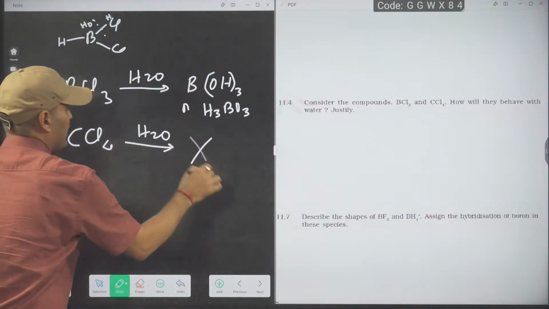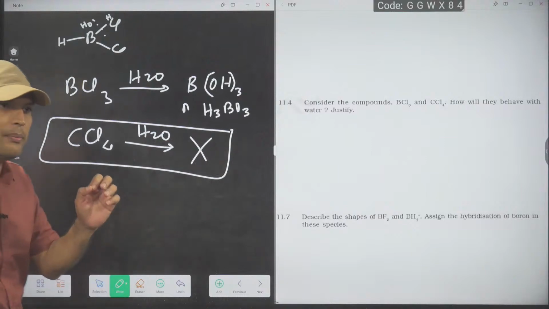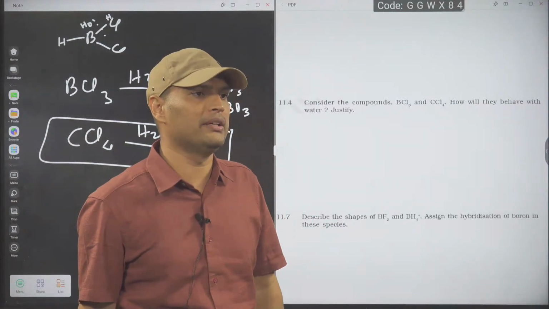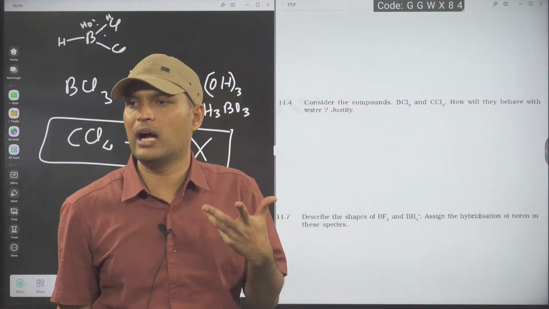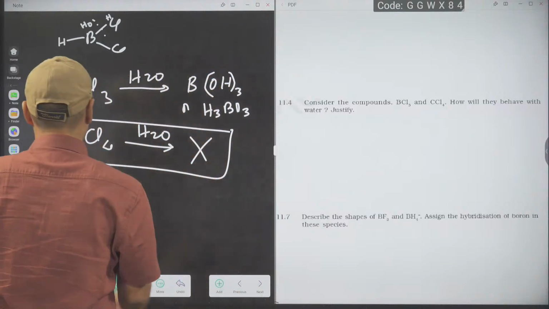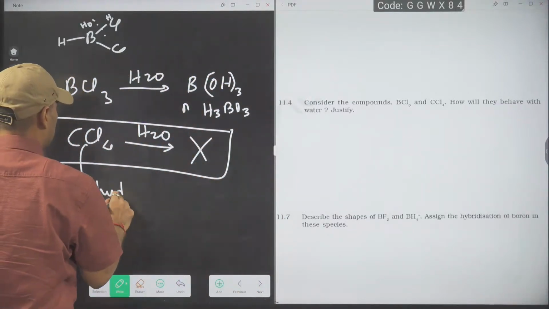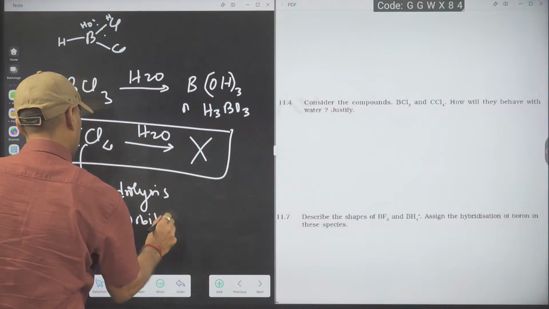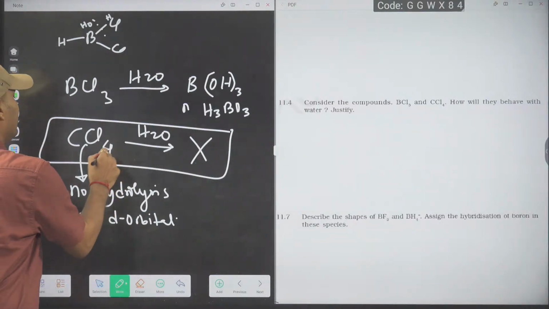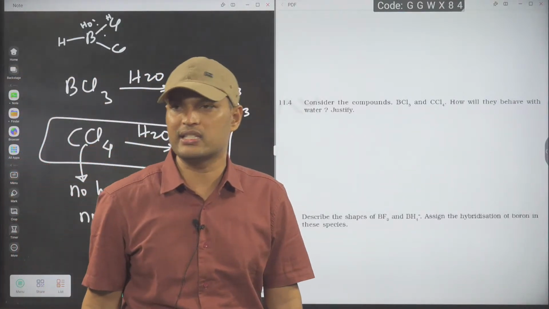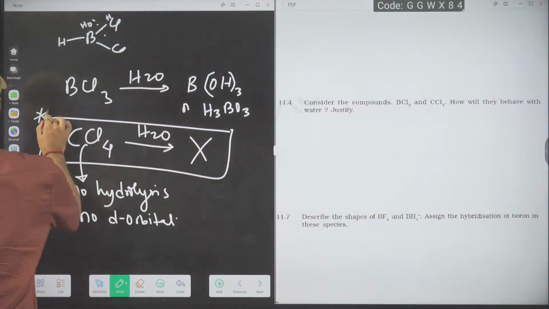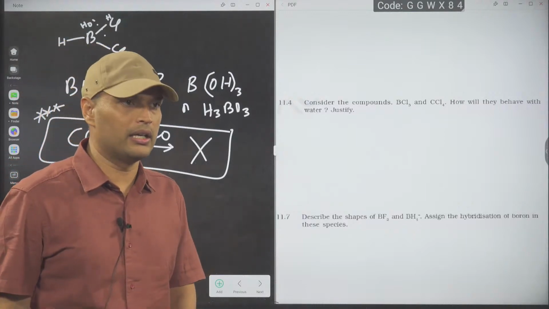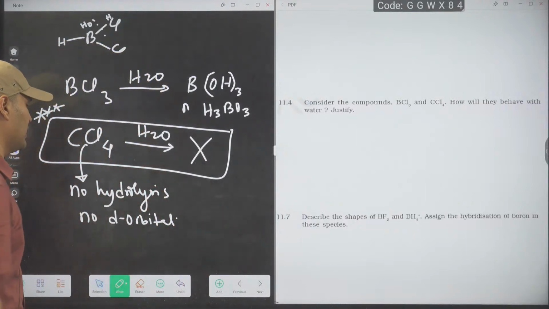Sir, I will do the same thing here. No. There is one point written. You remember that point? All tetrahalides of the carbon family, tetrachlorides of the carbon family, undergo hydrolysis except what? No hydrolysis of CCl4. Why no hydrolysis of CCl4? No d orbital. All tetrachlorides undergo hydrolysis except CCl4. Very important.